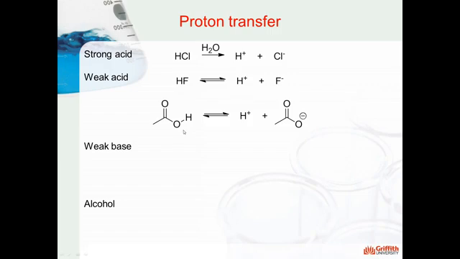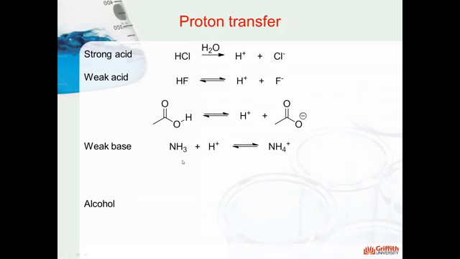Another example of a weak acid is a carboxylic acid. So a carboxylic acid is in equilibrium with hydrogen ions and the carboxylate ion. So these are proton transfer reactions. So donating a proton or gaining a proton, and the reverse reactions there.